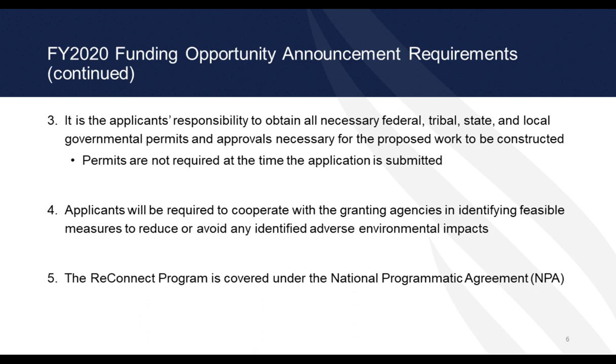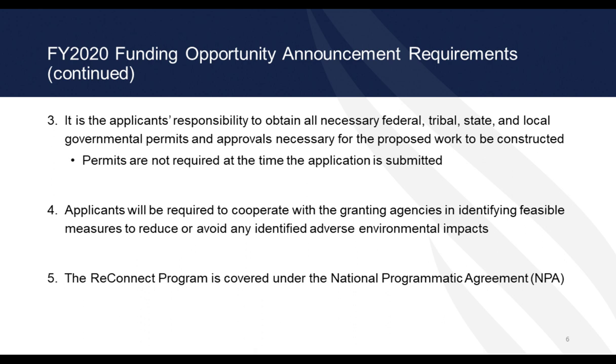There we go. Third, it is the applicant's responsibility to obtain all necessary federal, tribal, state, and local governmental permits and approvals necessary for the proposed construction. However, permits are not required at the time of application, but you will need them before you break ground on your project. Fourth, applicants will also be required to cooperate with the agency in identifying feasible measures to reduce or avoid any identified adverse environmental impacts.